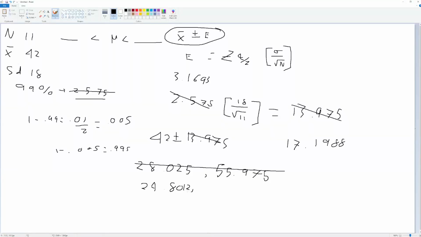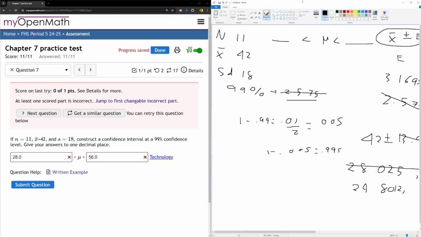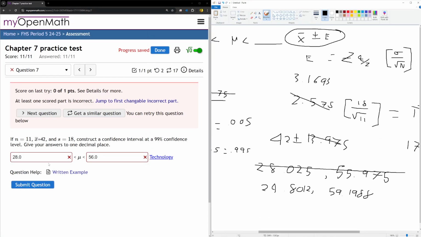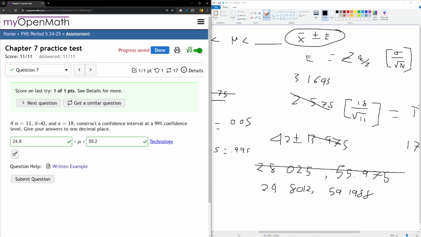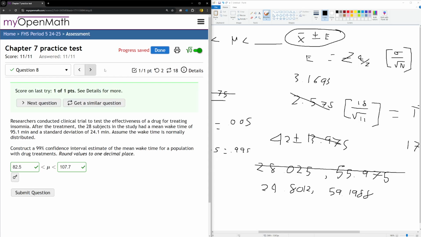0.8012, comma 59.1988. Chances are it's going to be like 1 decimal. Yep. 24.8 is your lower. Your higher is going to be 59.2. We're number 8. Cool.